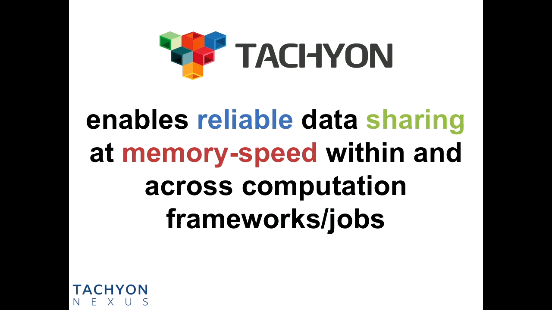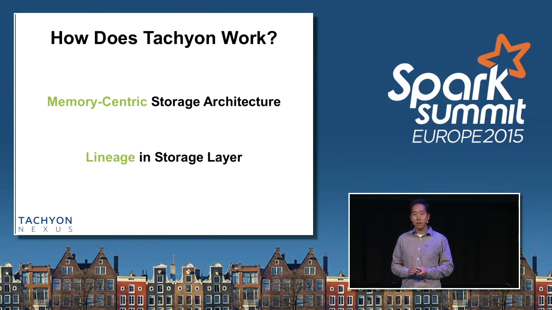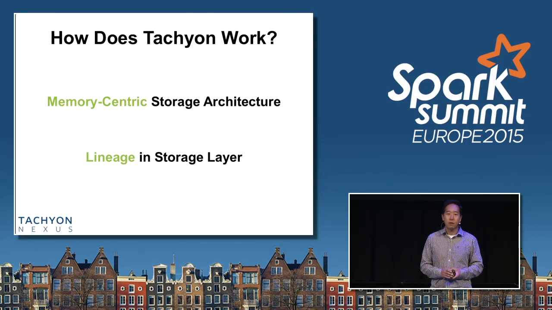Tachyon tries to enable reliable data sharing at memory speed between different computation frameworks and jobs. This is the overarching goal for Tachyon. In order to do this, Tachyon has a lot of different techniques, but some of the main techniques are a memory-centric storage architecture, and also pushing lineage down to the storage layer.